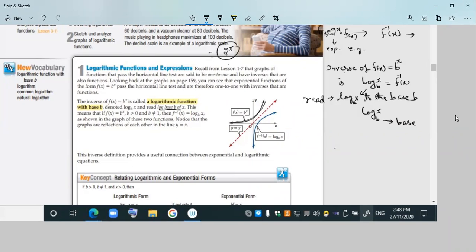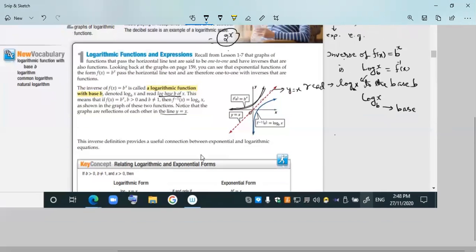So log x to the base b will be the graph which is reflected on the line passing through the origin. We can say that the graph of each of these functions is the reflection of the other in the line y = x. This line will reflect the graph of b to the power x, and then we get the graph of log x to the base b. So this is the definition of log x.